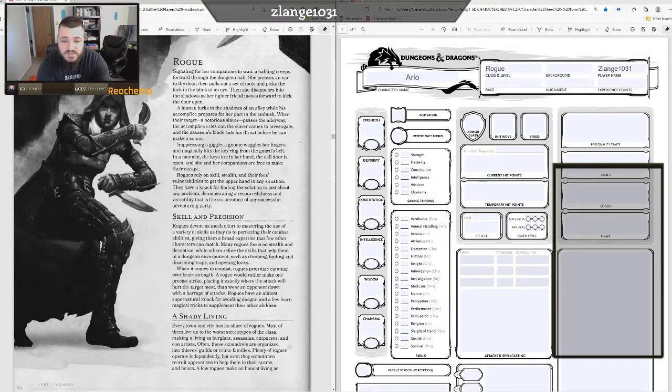Many rogues focus on stealth and deception, while others refine the skills that help them in dungeon environments such as climbing, finding, and disarming traps, and opening locks. When it comes to combat, rogues prioritize cunning over brute strength. A rogue would rather make one precise strike, placing it exactly where the attack will hurt the target most, than wear an opponent down with a barrage of attacks. Rogues have an almost supernatural knack for avoiding damage, and a few learn magical tricks to supplement their other abilities, and that is referring to one of the rogue subclasses that we'll get into later.